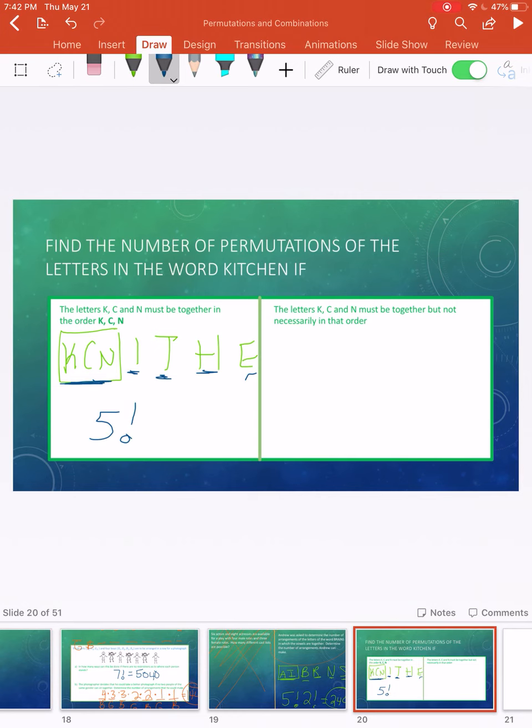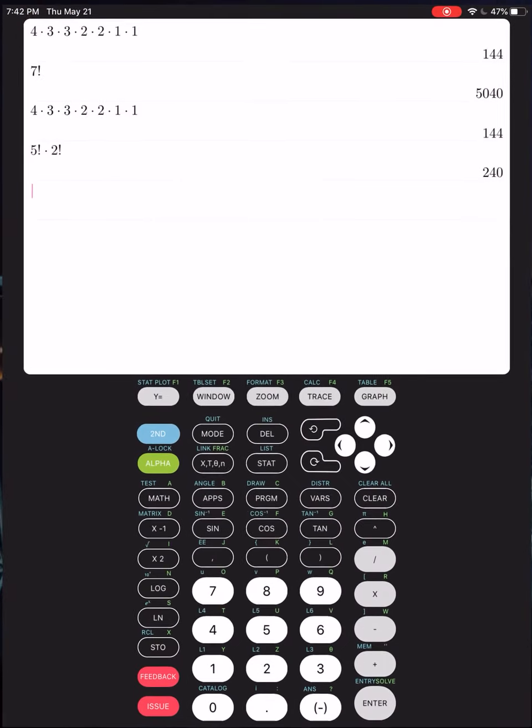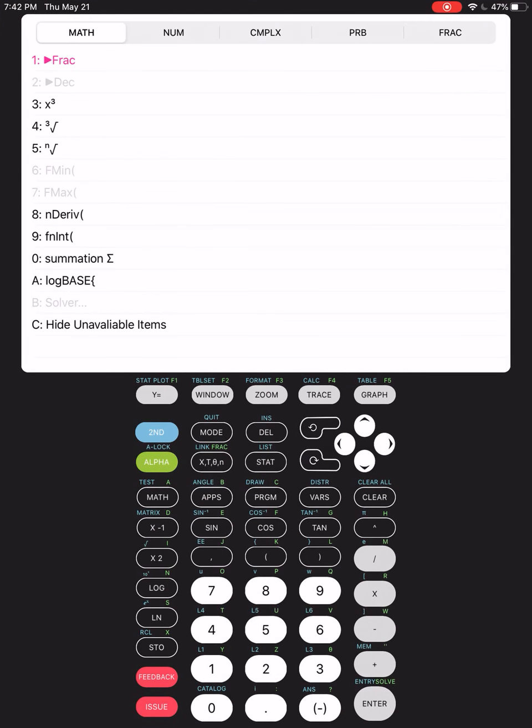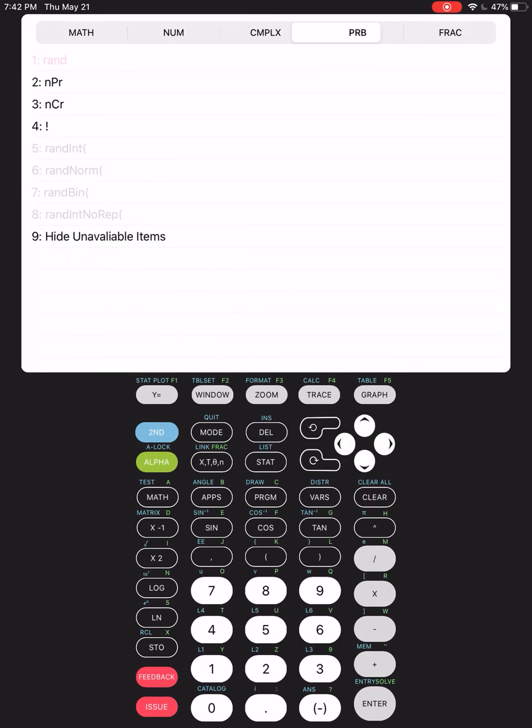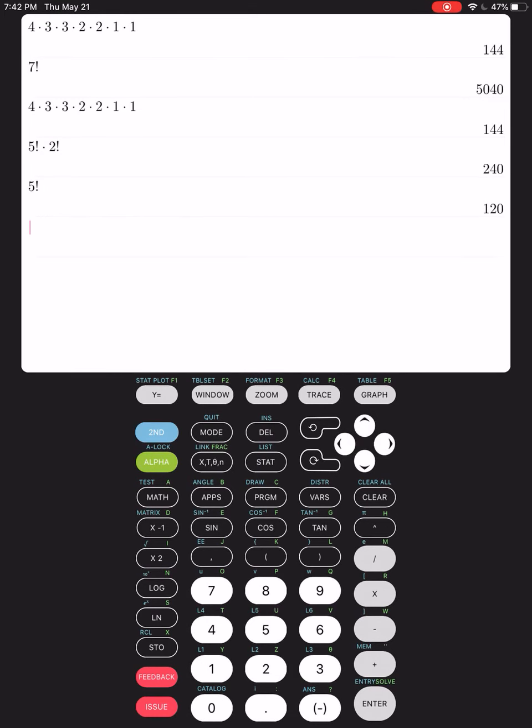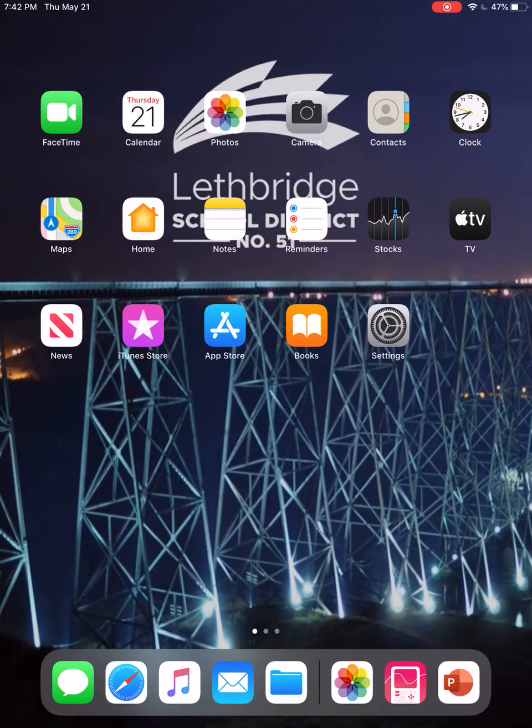This question is unlike the last because we know that these letters K, C, N must be in that order. So there is no other way to arrange them. So in our calculator, we would just type in that 5 factorial. All right, and we get 120 as our answer.